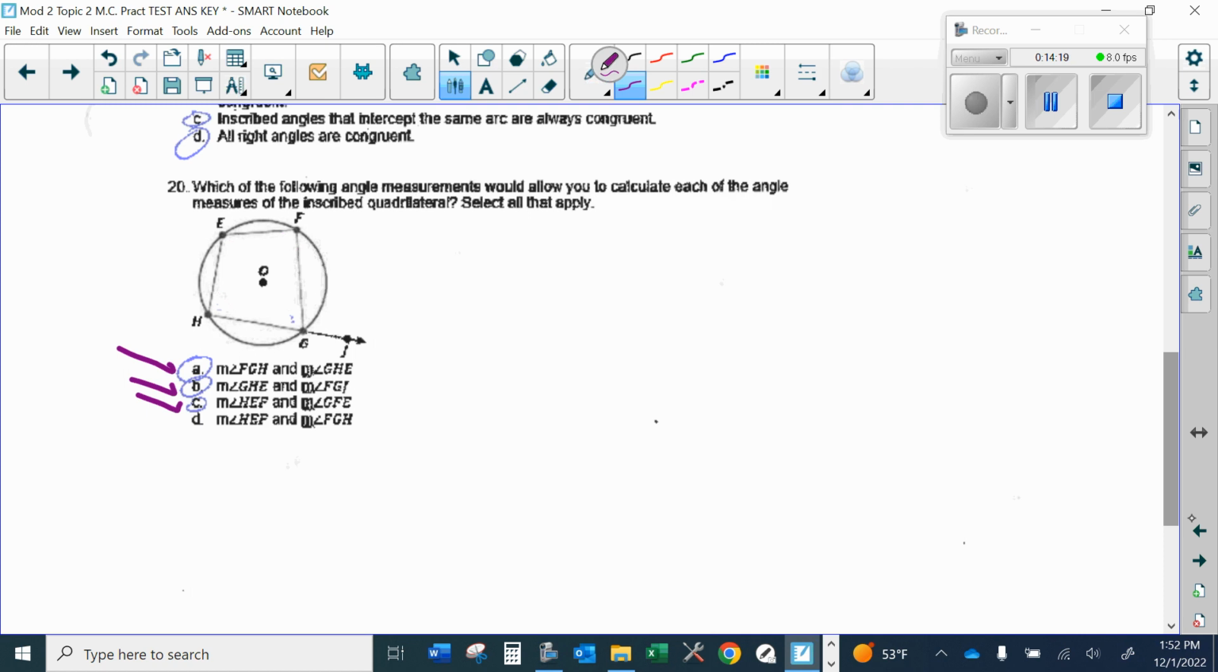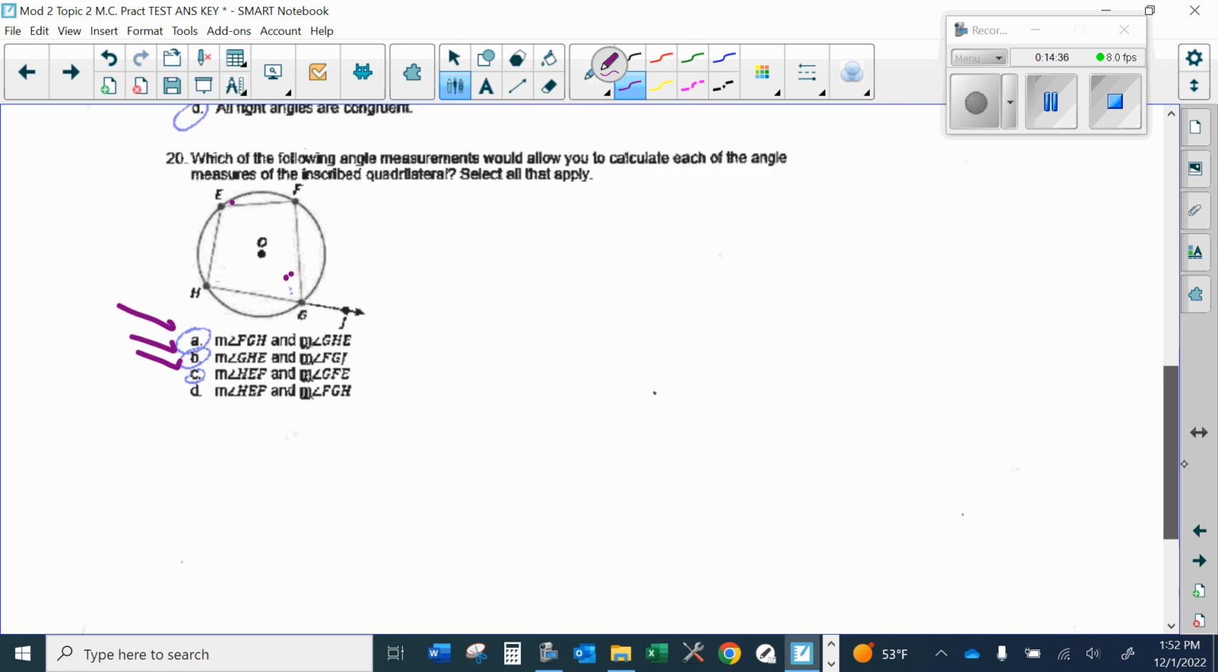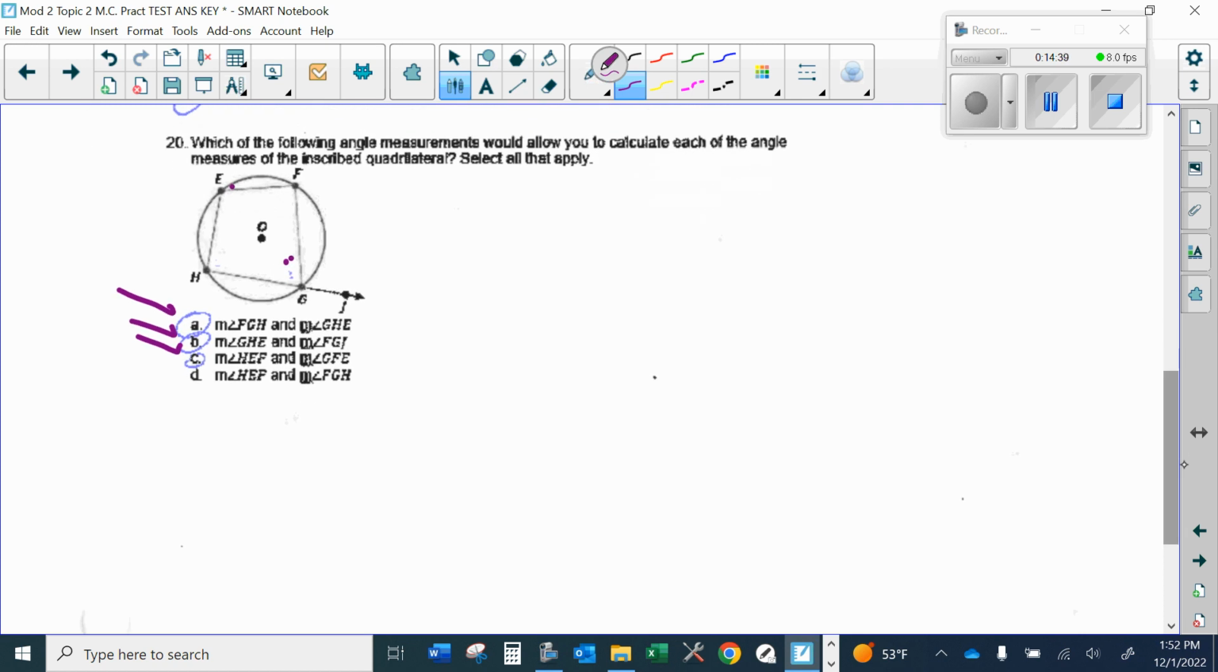Okay, HEF, that one will allow me to get that one. And FGH is this one already. That only allows me to get the one across from it, so I can't get the other two angles. Okay, so those three work. All right, so that is a quick review of your practice tests.